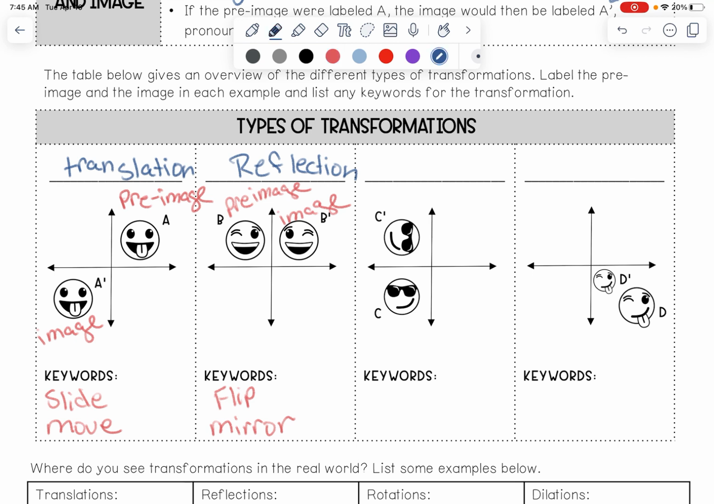The third one is going to be a rotation, with C prime being our image, C being our pre-image. And our pre-image is the one we started with. This is going to be a turn.